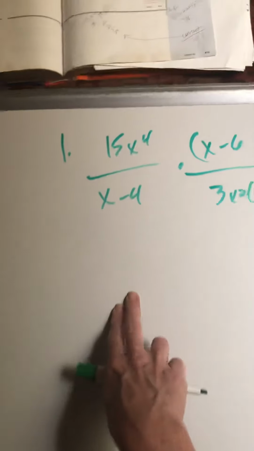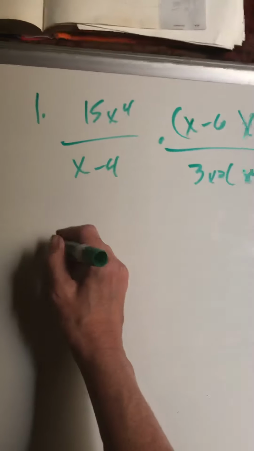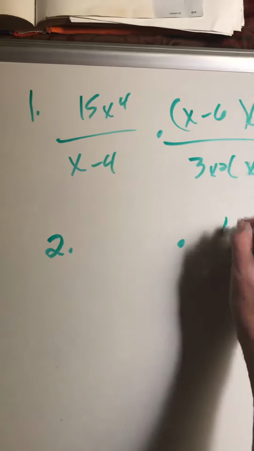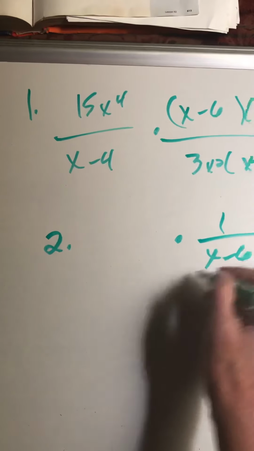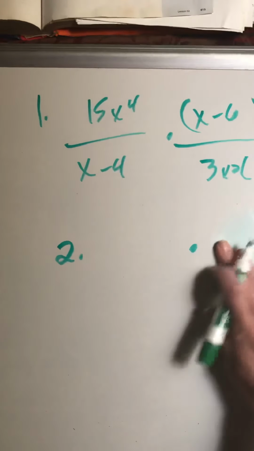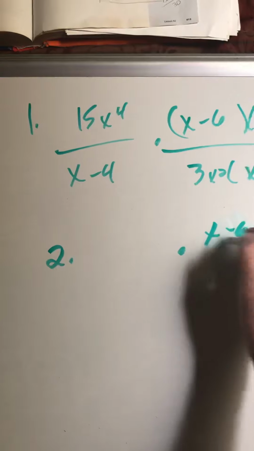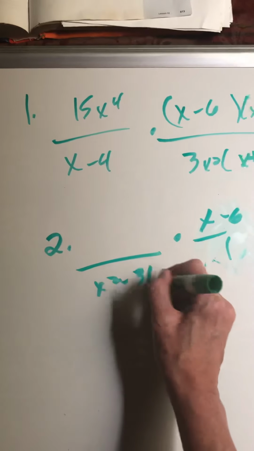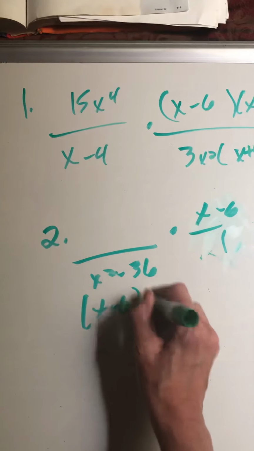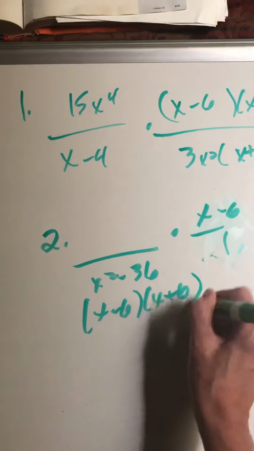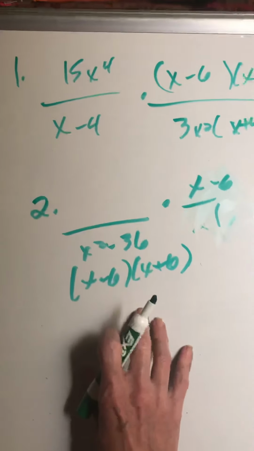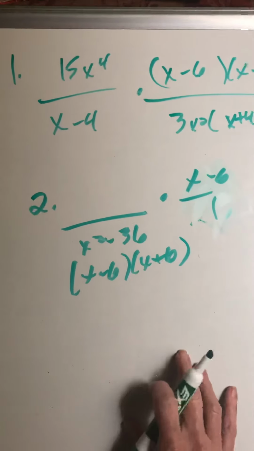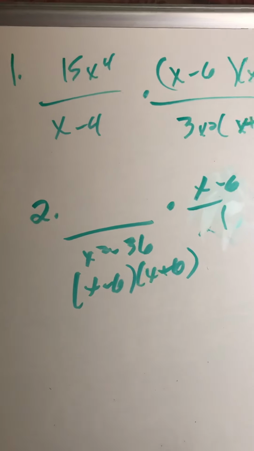Make sure on number 2 that you flip the second one to be times x minus 6 over 1, and then factoring that x squared minus 36, that's the difference of 2 squares, x minus 6, x plus 6. And then you should be able to factor the top one, and then cancel what you can, okay? And write down what's left.